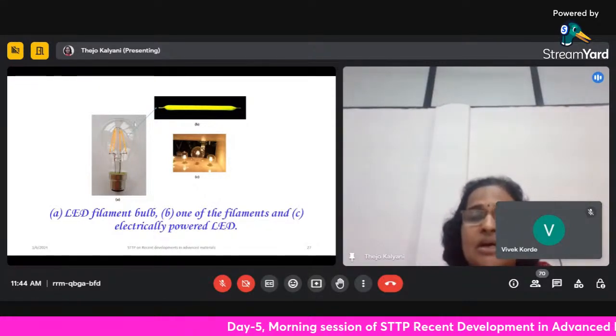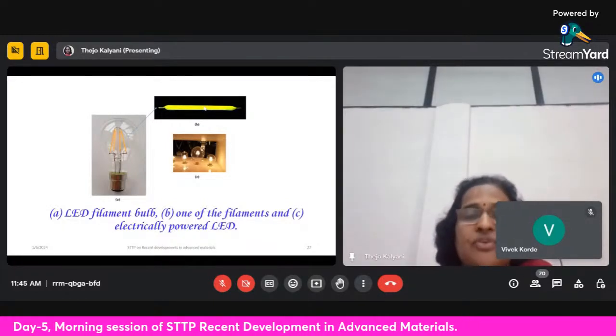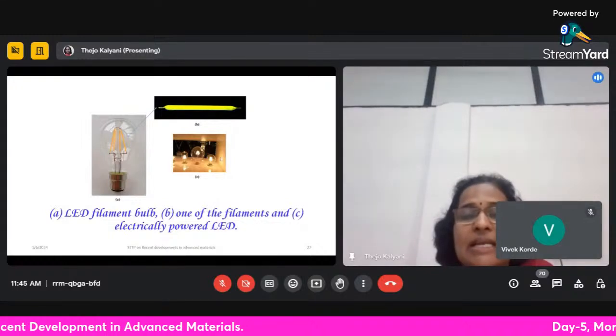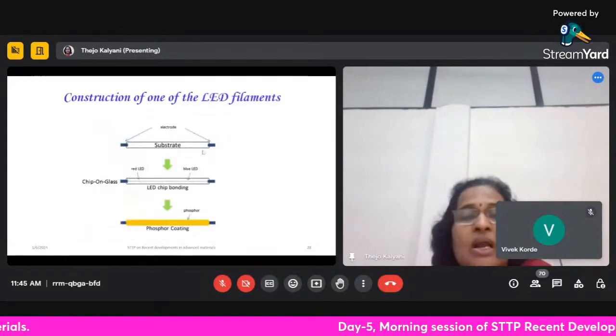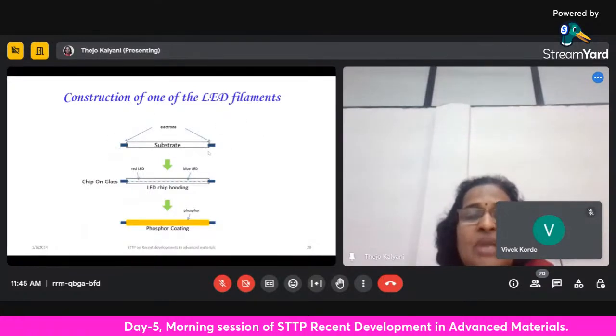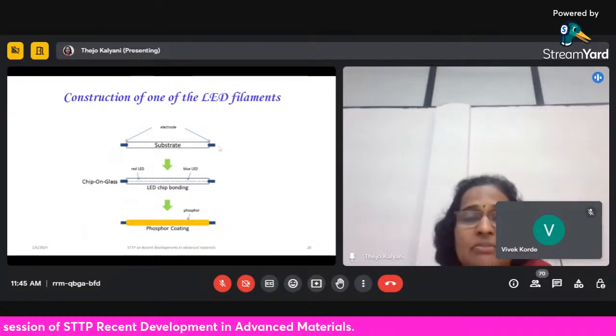They are mainly made up of the phosphor. So if you can see here, this is one of the filaments, and this is how it looks after electrically powering it. And if you talk about the construction of this LED filament, you have a glass substrate, and you have two electrodes on the inner side, one being the anode and the other one being the cathode.